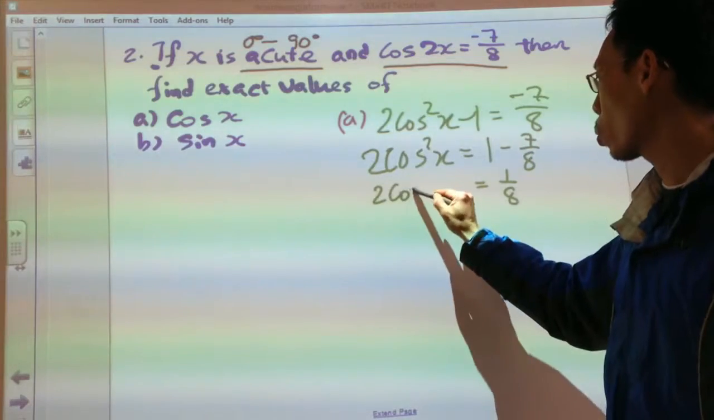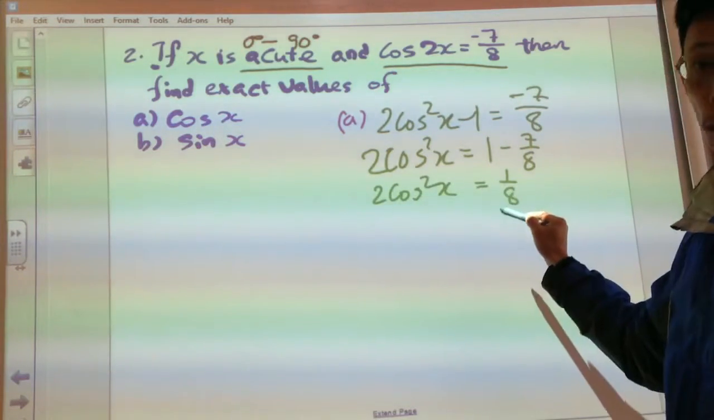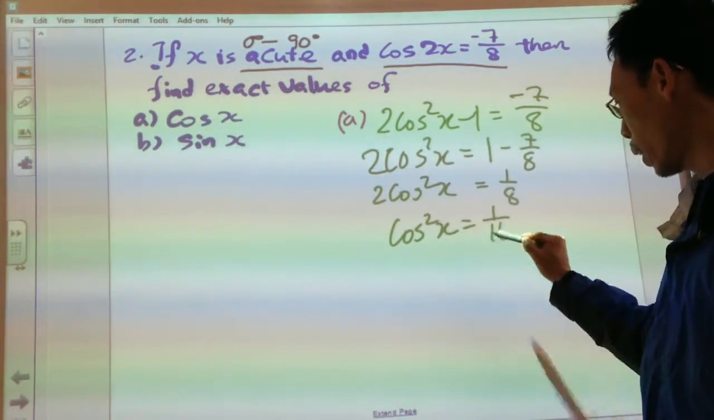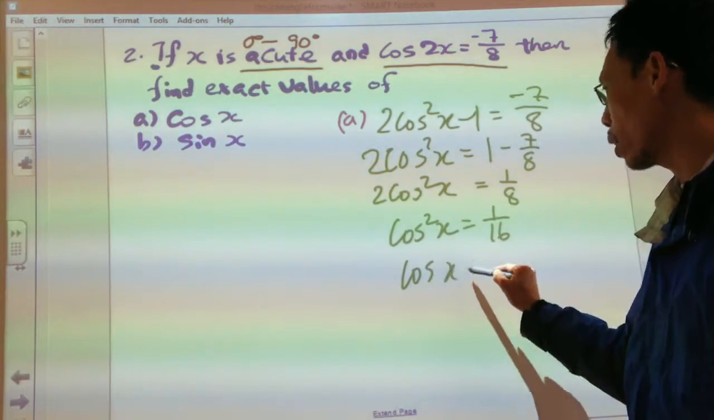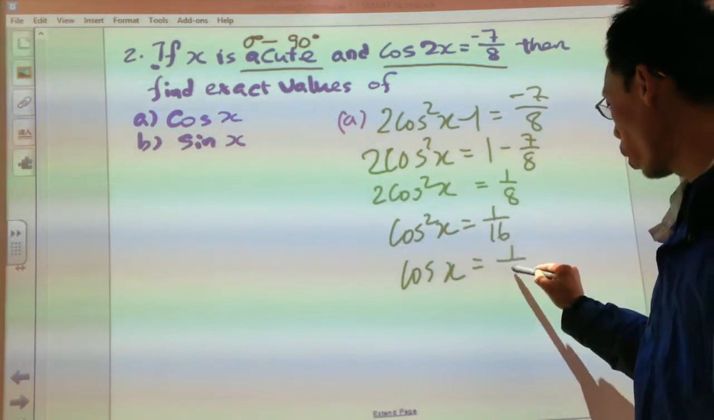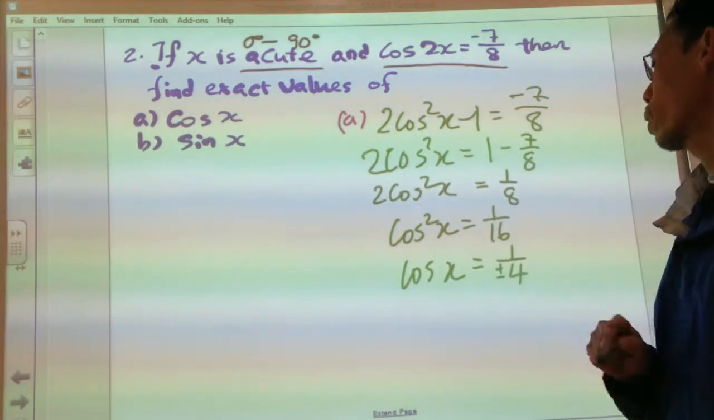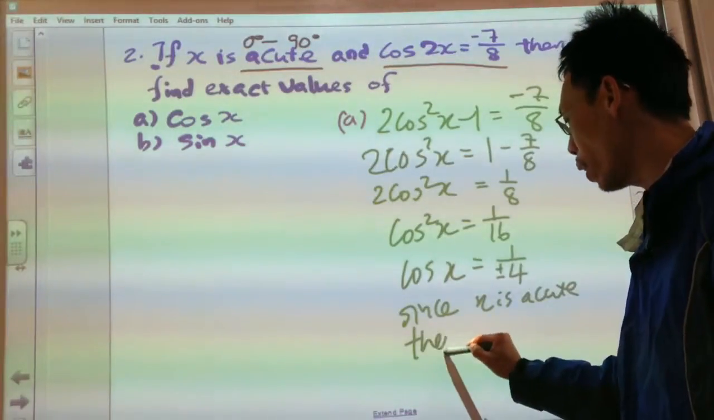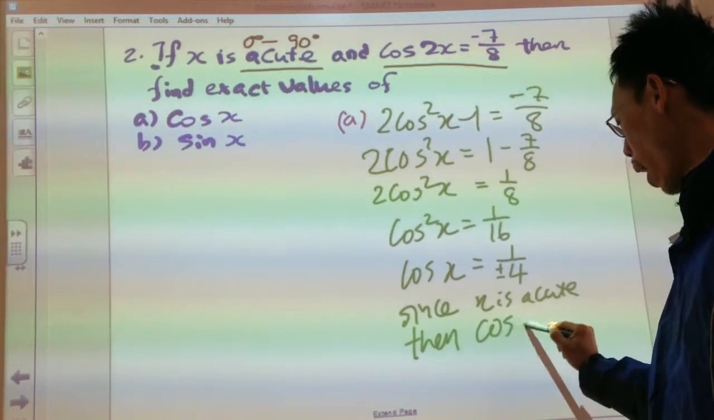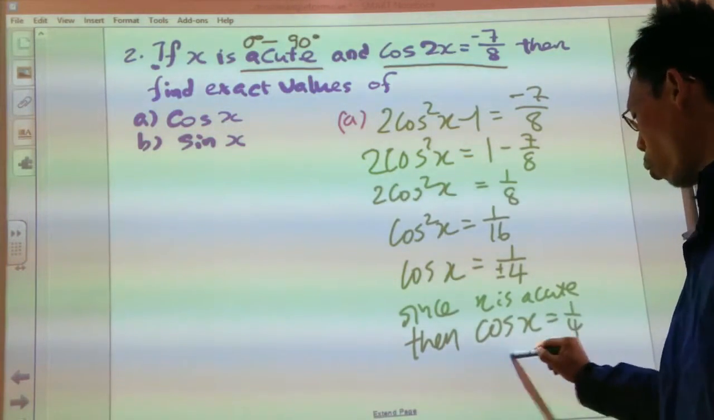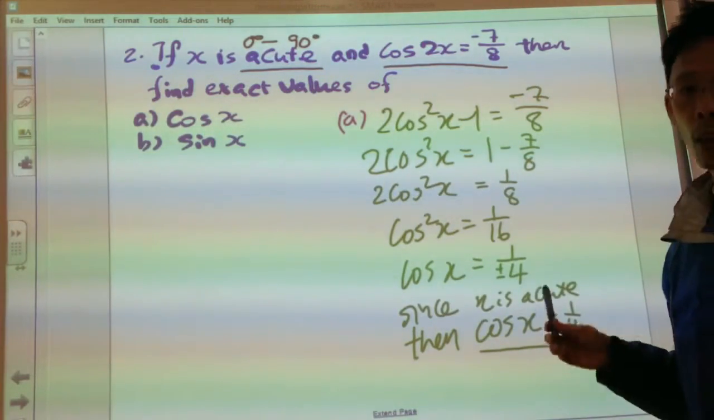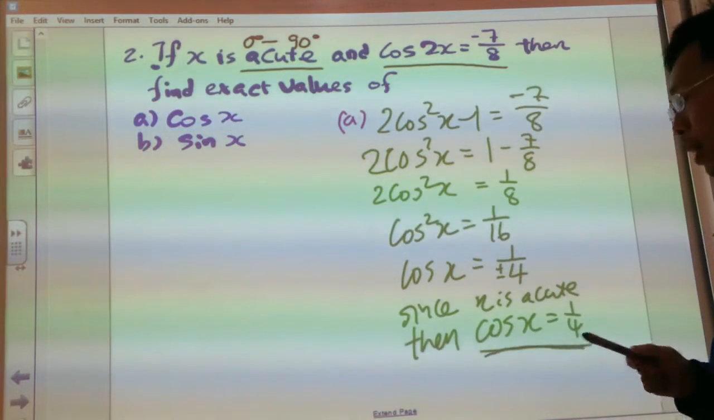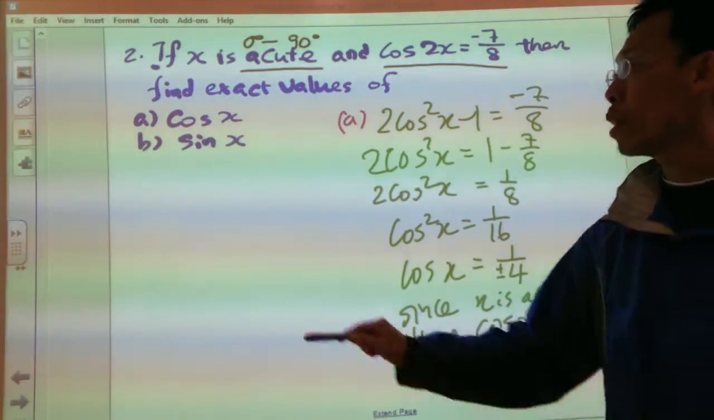So 2 cosine square x is equal to 1 over 8. So cosine square x is equal to 1 over 16. So cosine x is equal to plus or minus 1 over 4. Now since x here is acute, the only answer that we have is positive. Cosine x is a quarter because in the first quadrant, cosine x is a positive number. It's not a negative number. So here's the answer.